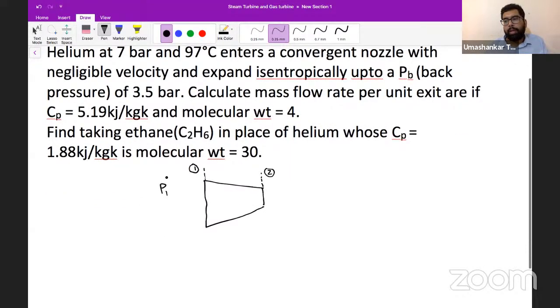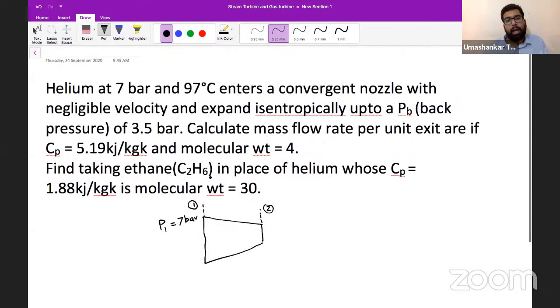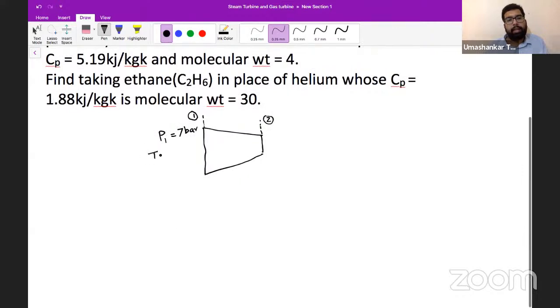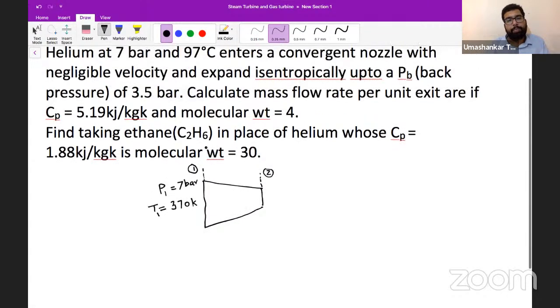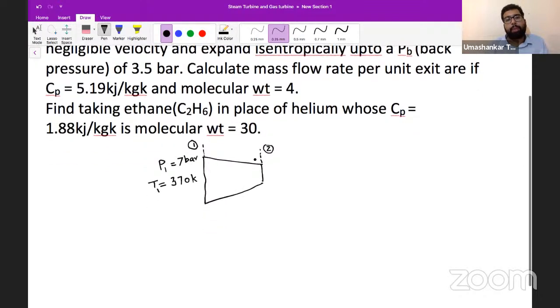P1 is 7 bar and T1 is 97 degrees Celsius. Let's convert it into Kelvin, so it will be 370 Kelvin. Is that fine? Okay. And the back pressure is 3.5 bar.